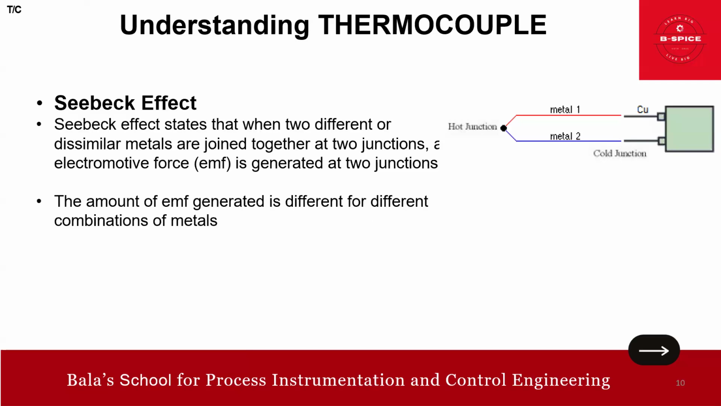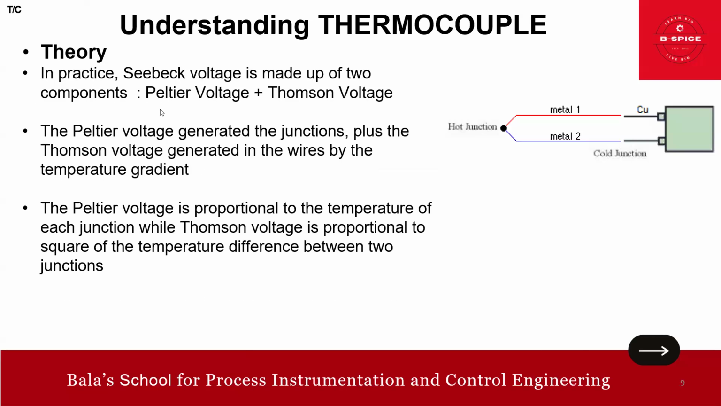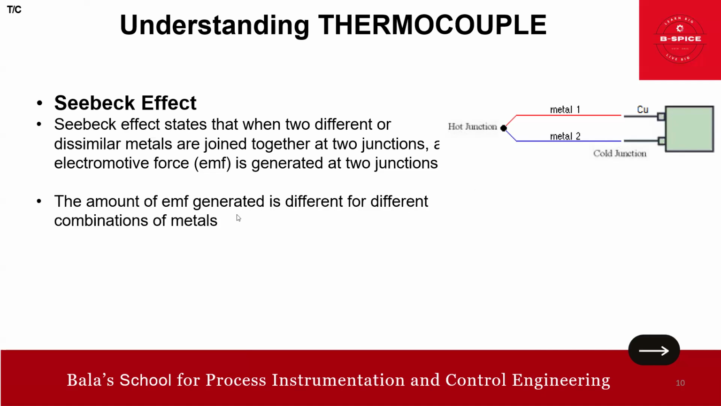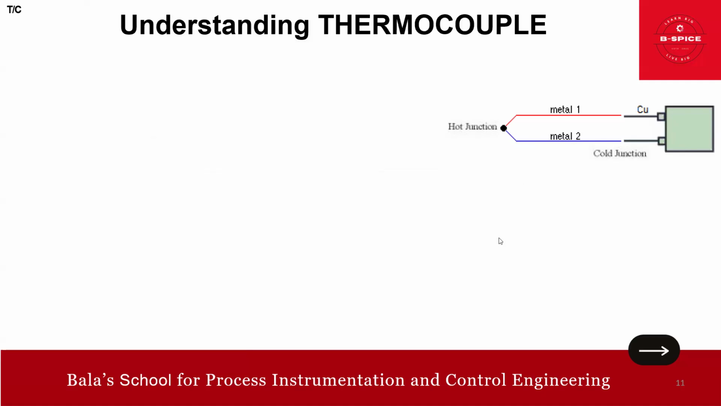You look at the Seebeck effect holistically because it is nothing but a combination of Thomson and Peltier. The Seebeck is nothing but a combination of Peltier and Thomson. So again, friends, Peltier is only here. Thomson is here. Right. The Seebeck effect states that when two different or dissimilar metals are joined at two junctions, EMF is generated at two junctions. The amount of EMF generated is different for different combinations of metals. Okay, that is about the Seebeck.